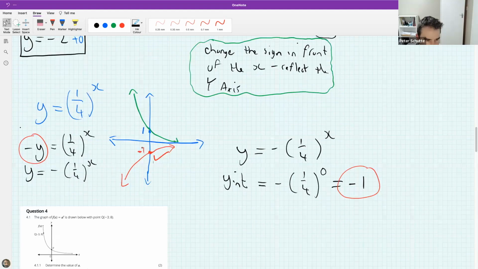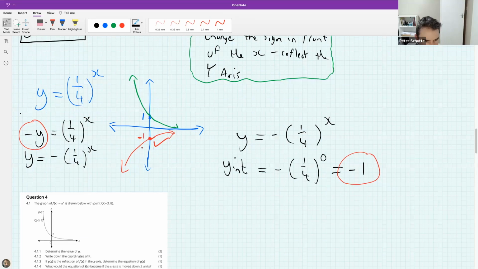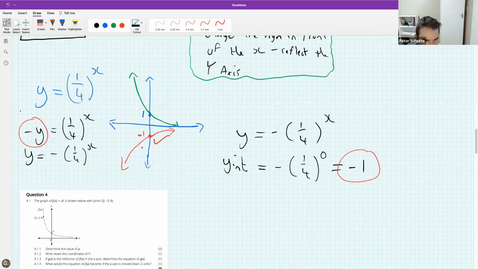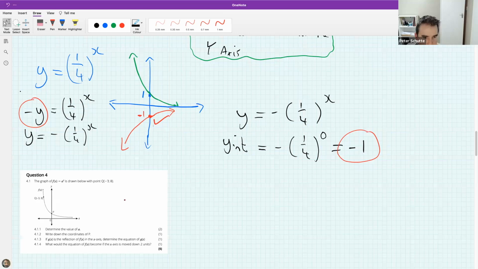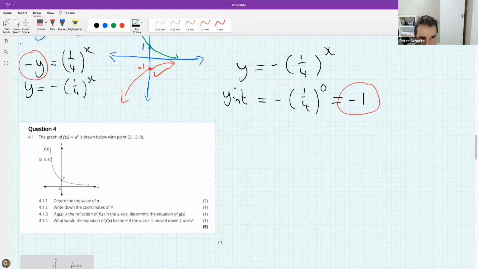Here we have a little bit more time. So let's do this last one here. Let's see if we can squeeze this in. We might run out of time.